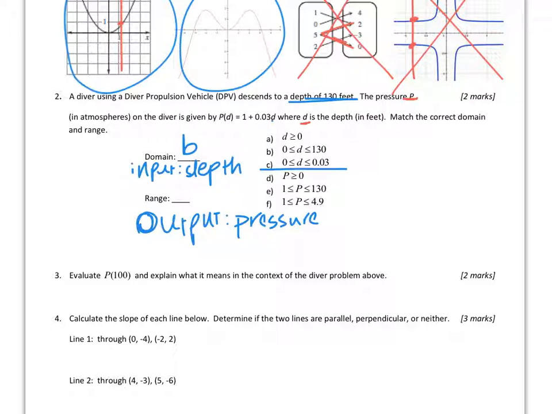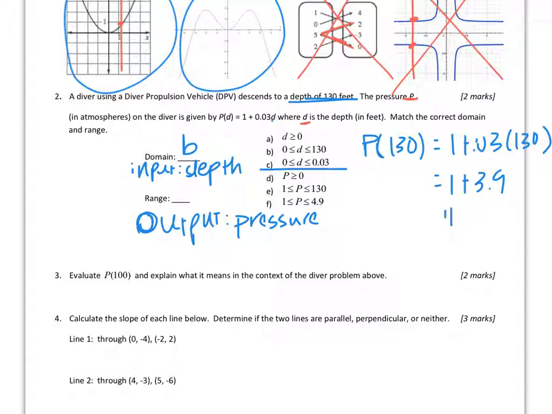Now to get the range, what we do, we plug in 130. So 1 plus 0.03 times 130. So 1 plus 3.9 equals 4.9. So that means that F has to be our range, 1 to 4.9.